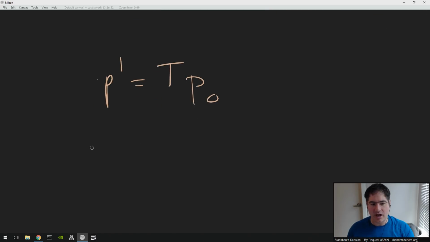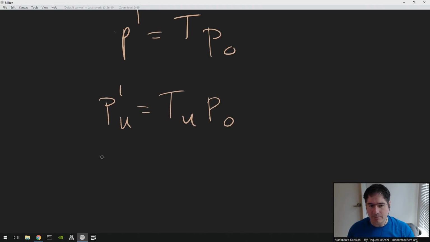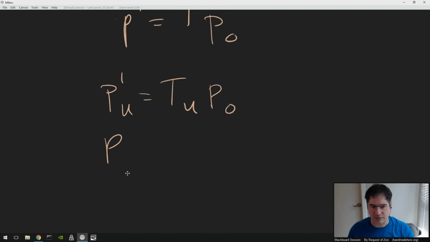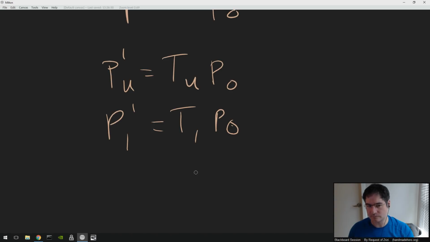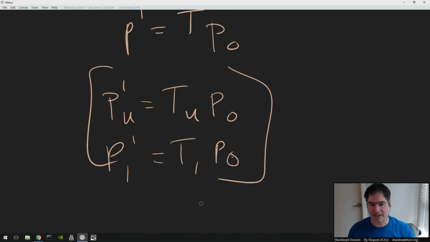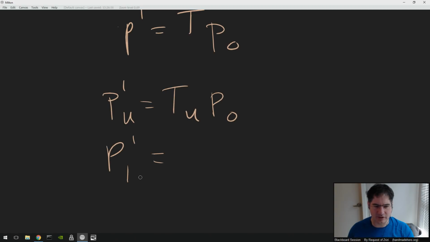So we have a P prime, let's say upper arm, right? And that's the transform of the upper arm times P0. But we could also do an equivalent transform for the lower arm, P prime lower, and that's just going to be the lower transform times P0, right? Not particularly complicated. I lower arm probably bad. Let's call it forearm because you can't tell the difference between 1 and an L.